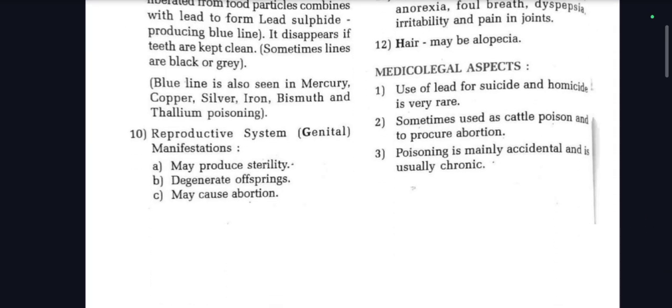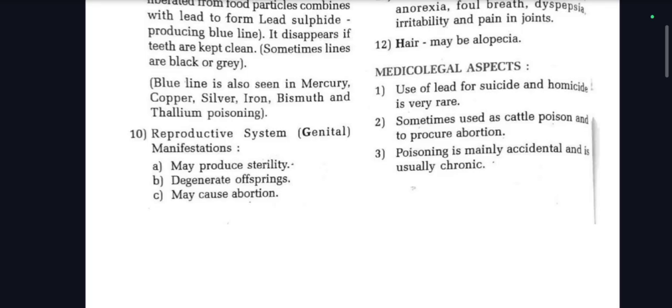Blue line is also seen in mercury, copper, silver, iron, bismuth, and thallium poisoning. So what are the other poisonings? In thallium poisoning also you are going to encounter Burtonian line. So blue line is also seen in mercury, copper, silver, iron, bismuth, and thallium.